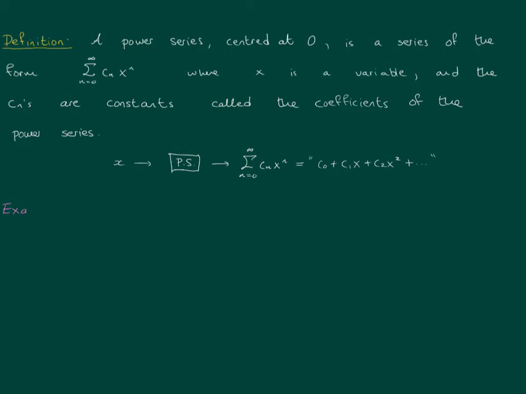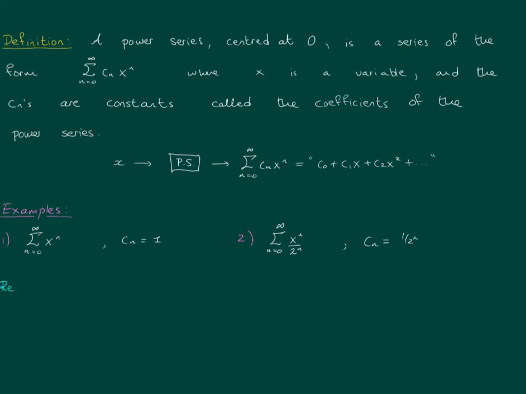Okay, let's look at some examples. Firstly, sum x to the n, n equals 0 to infinity. So here c_n is just 1, because if we were to write this out, it would be 1 plus x plus x squared plus x cubed, so the c_n's are all just 1. Second example, x to the n over 2 to the n. It goes from 0 to infinity. And we can see again here that c_n is 1 over 2 to the n.